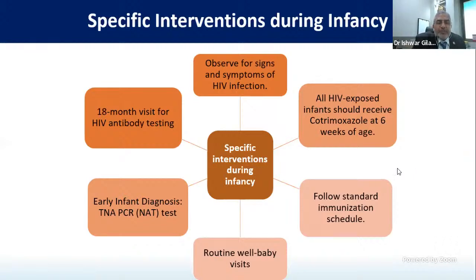So when we look at the specific interventions during infancy, they are routine well baby visits, early infant diagnosis, that is DNA PCR, which is done with the NAT test, an 18 months visit for HIV antibody testing, and observation for signs and symptoms of HIV infection. All HIV exposed infants should receive cotrimoxazole at 6 weeks of age. Follow the standard immunization schedule. Just because a baby is born to an HIV positive mother and suspected to be HIV positive, you should not stop the baby's immunization. Next slide, please.